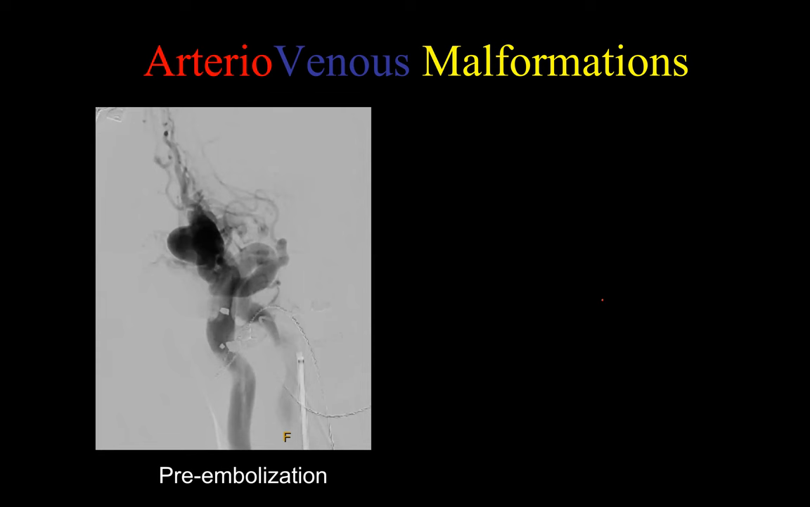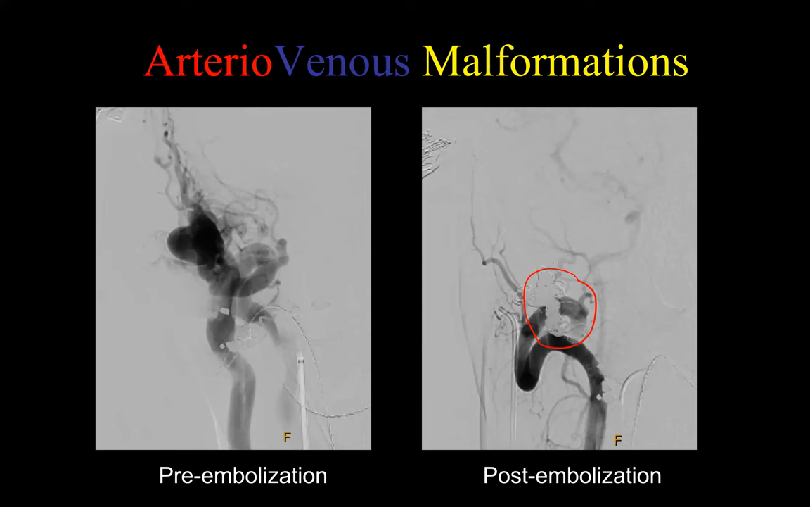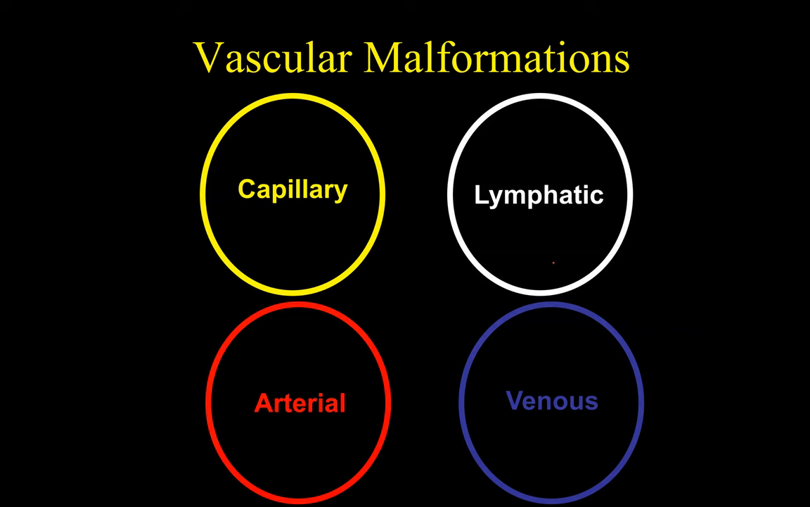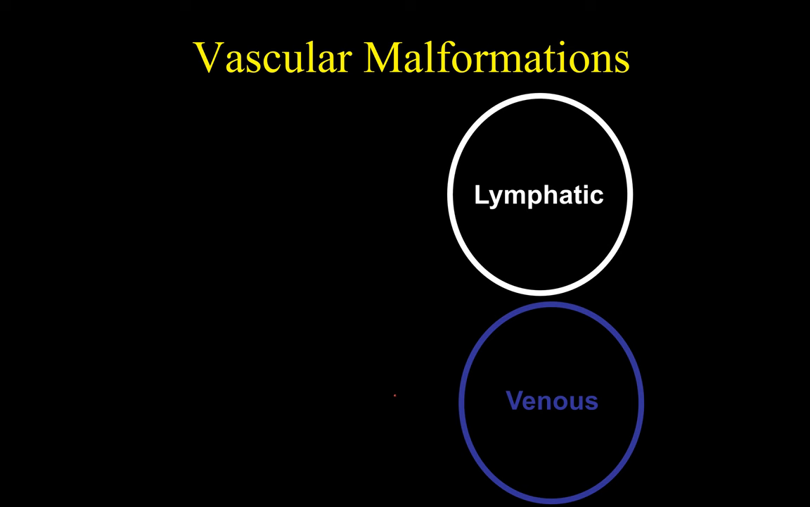So another example here, this was a pre-embolization and post-embolization. Here we can see that this AVM was completely embolized. So what we just talked about was arterial and venous malformation. So what's another thing that can happen?